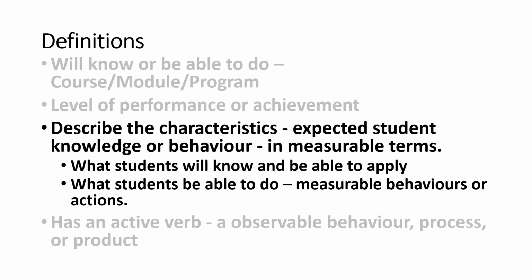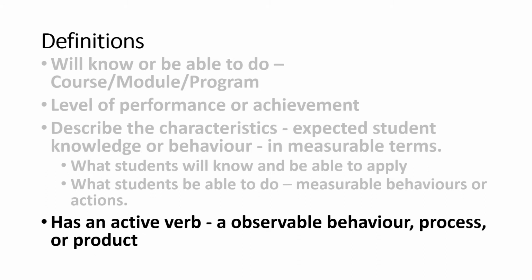Learning outcomes should be described in measurable terms using characteristics that define expectation of students at the end of the course or program. The key to measurability of a learning outcome, LO, is the active verb that describes an observable behavior, process or product.